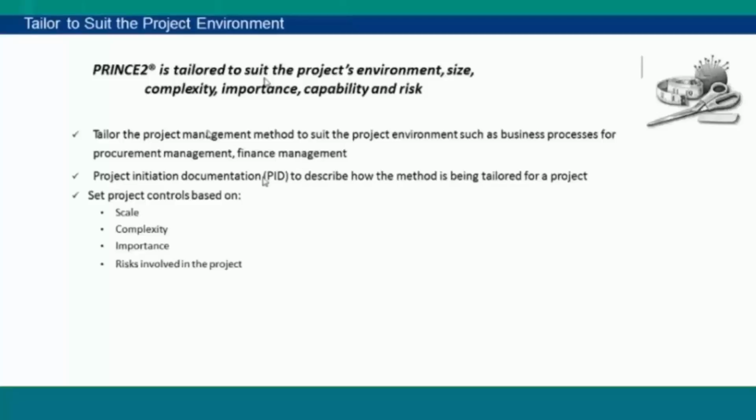So the project initiation documentation describes how the method is being tailored for the project. So this PID contains everything: the project objective, the scope of the project, the design of a project. This is called project initiation documentation. So set project controls based on the scale, complexity, importance and risk involved in the project. So everything I need to tailor, everything I need to add here. That is called the tailor to suit the project environment principle.